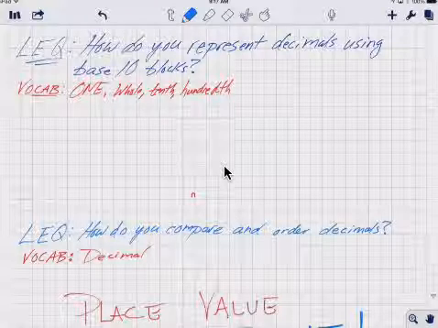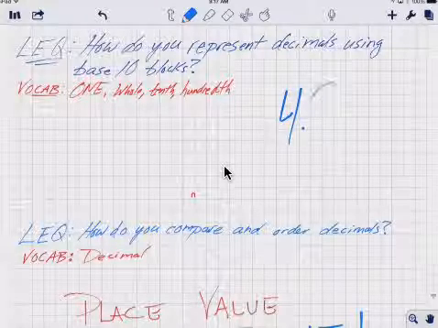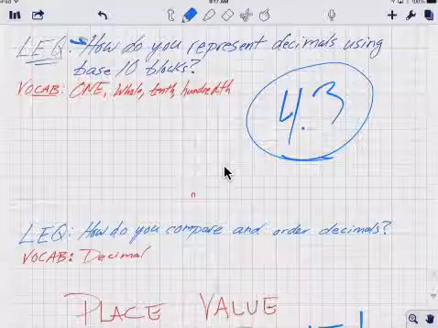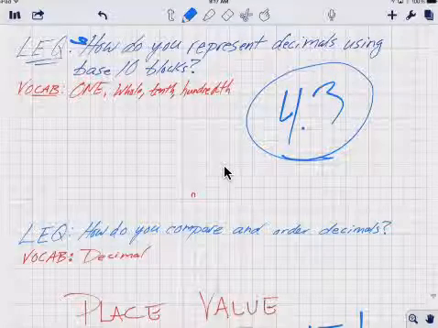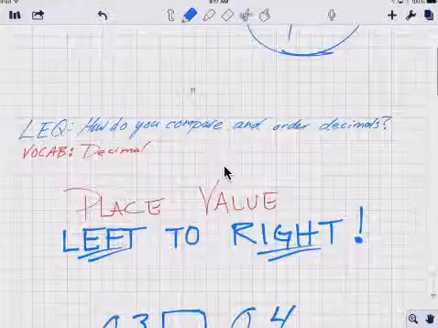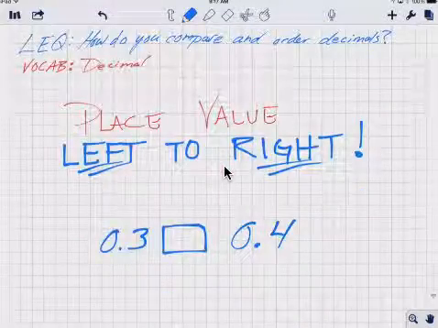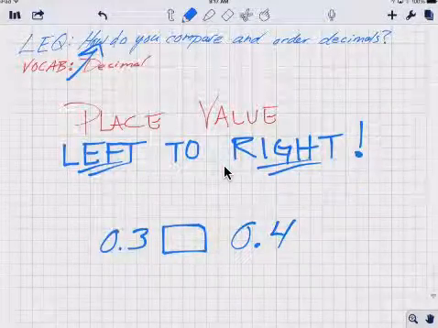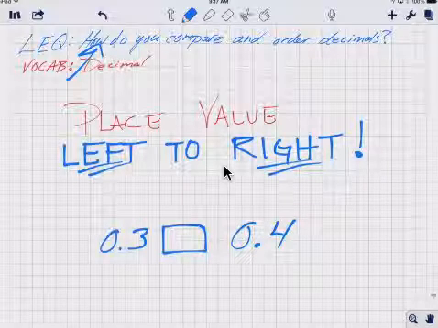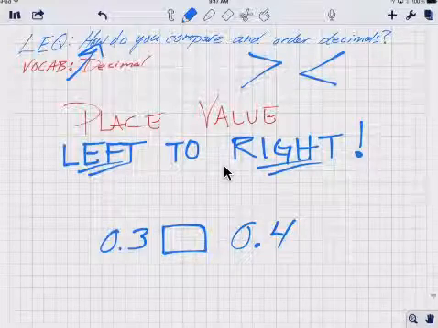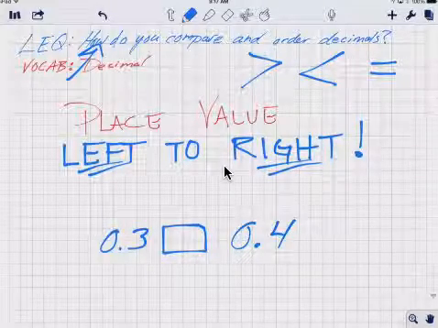All right, today's lesson is 4.3. And our question is, how do you represent decimals? Oops, that's not our question. Here's our question. How do you compare and order decimals? Comparing and ordering is something you guys have done for years. Once again, that means using greater than, less than, or equals to.